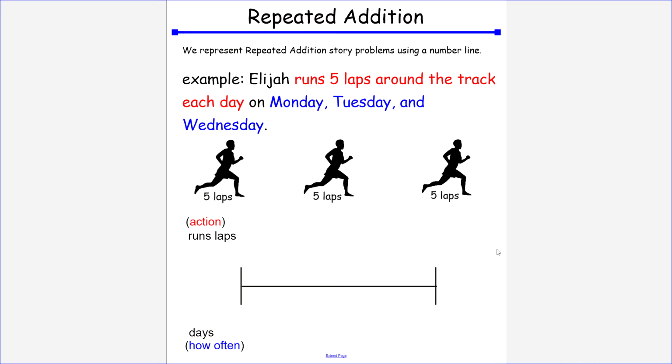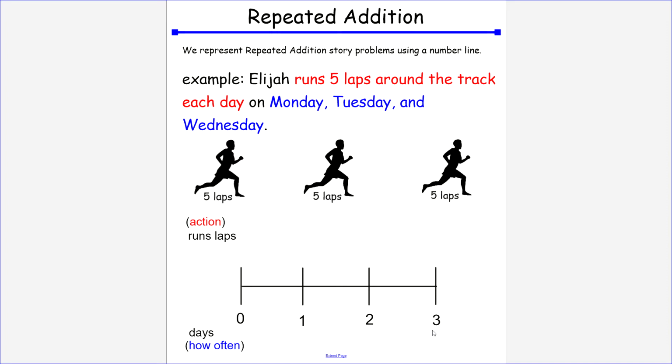Once we're ready to start making our number line, we're always going to start with the time, or with how often it's happening. How many days did Elijah spend running laps? Well, Monday's 1 day, Tuesday's another day, and oh yeah, Wednesday's a 3rd day. So he spent 3 days running laps. I'll go ahead and show that on the bottom of my number line. And I always start at 0. 0 days, 1 day, 2 days, and 3 days. You can see the days there.